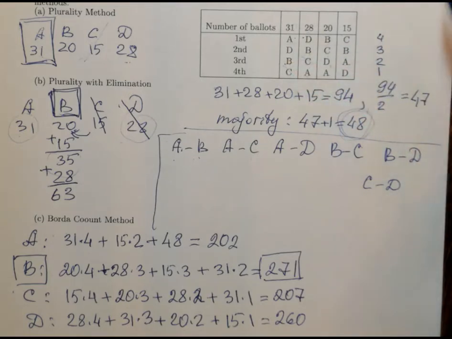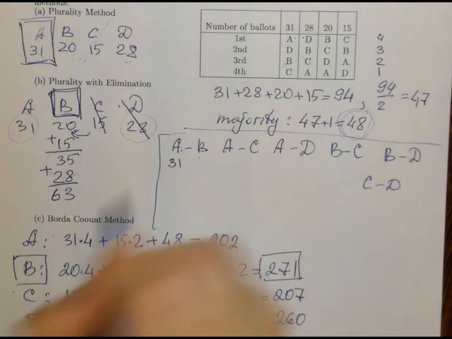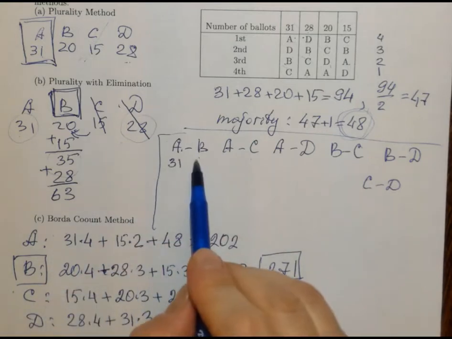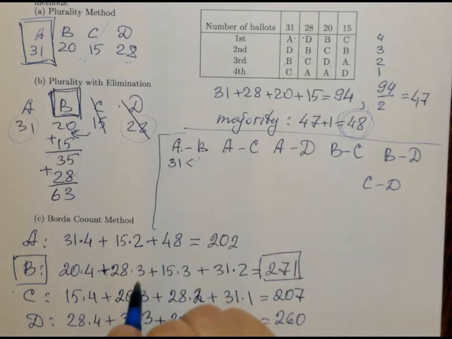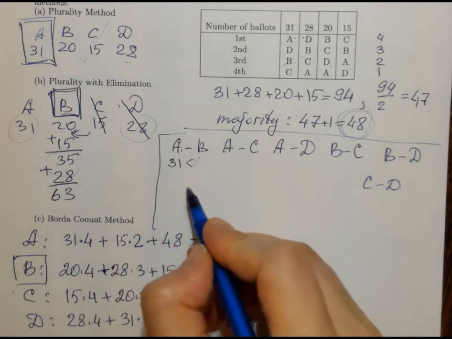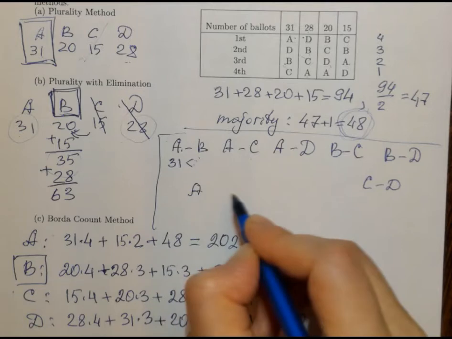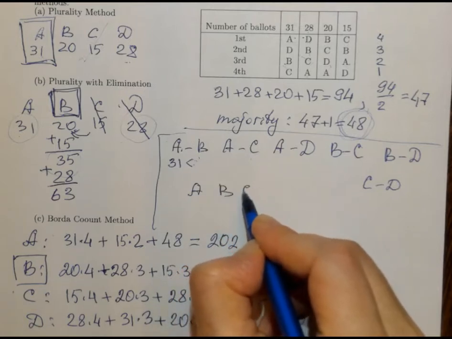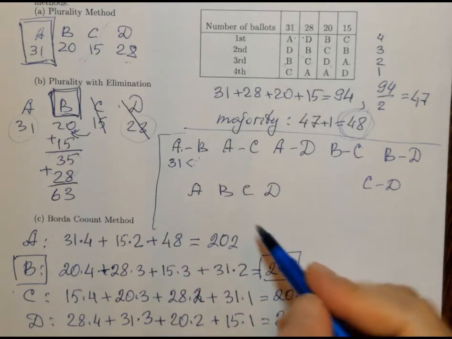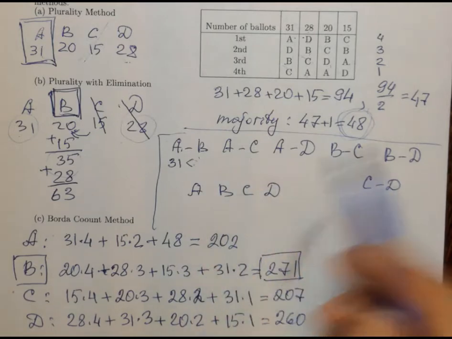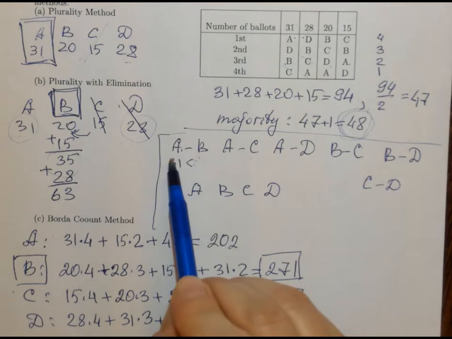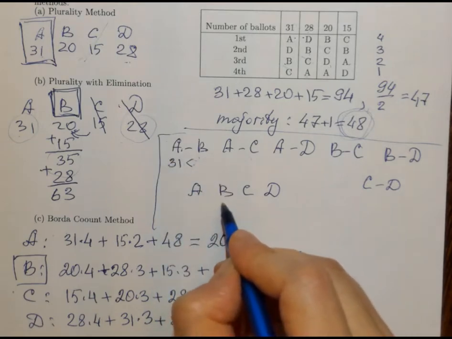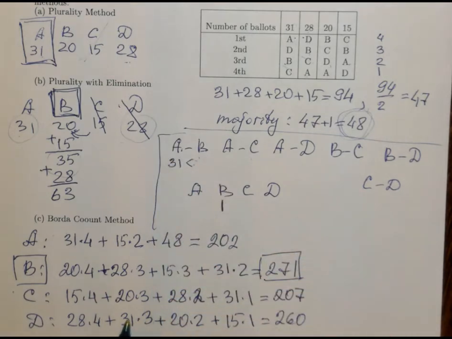So A over B is on 31 ballots, and on the rest is B over A. So definitely B has more votes. So let us write one more time A, B, C, and D, and count the wins, so to say. So this time B wins over A. We add 1 point to B.